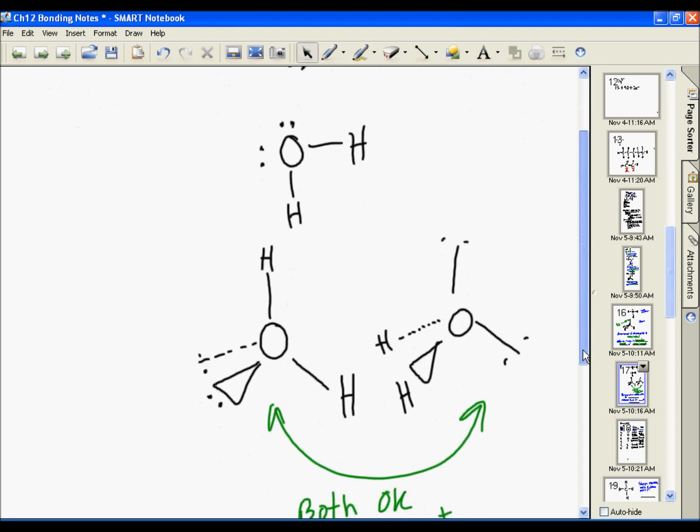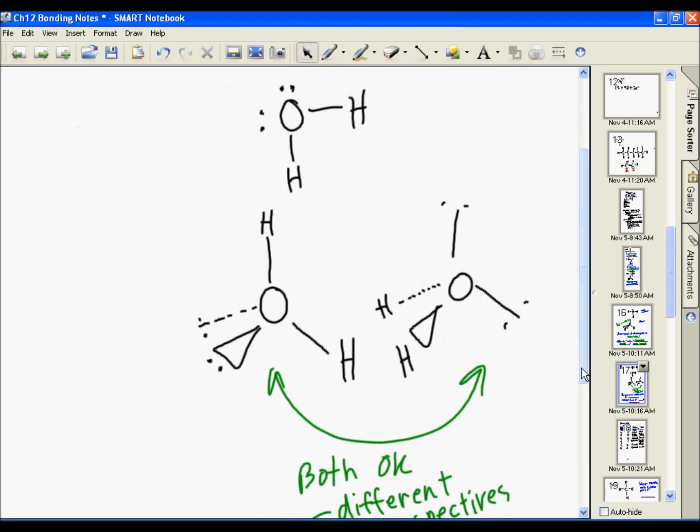To draw the shape, what we need to do is to draw a tetrahedral, because there are still 4 pairs total, and 4 pairs, to get as far apart from each other as they possibly can, will arrange themselves into a tetrahedral. However, although the electrons are in a tetrahedral, the atoms aren't. The atoms are in a V.